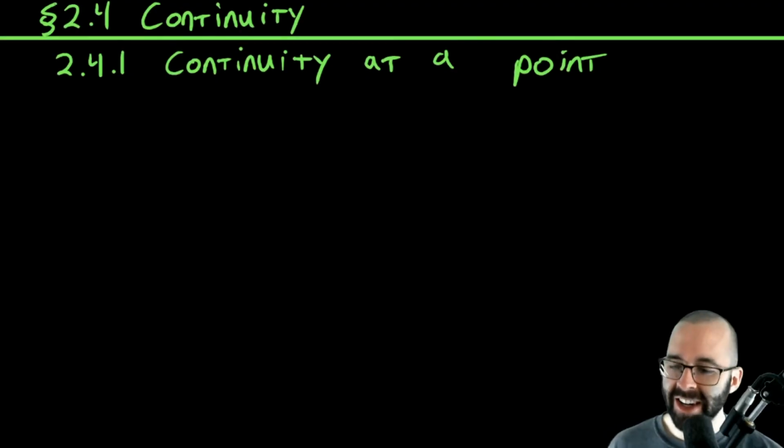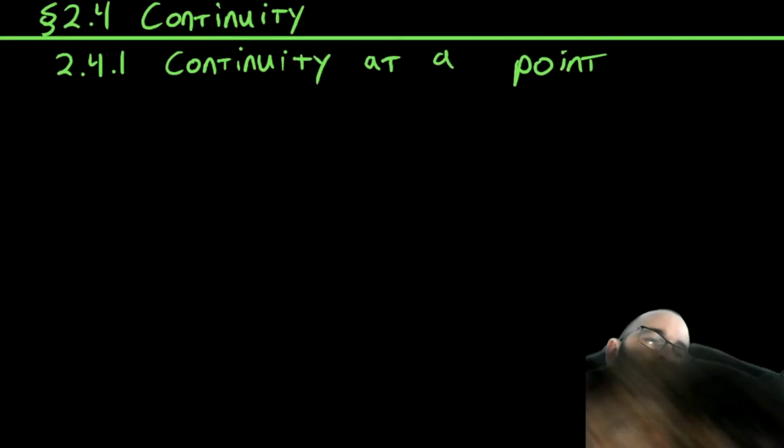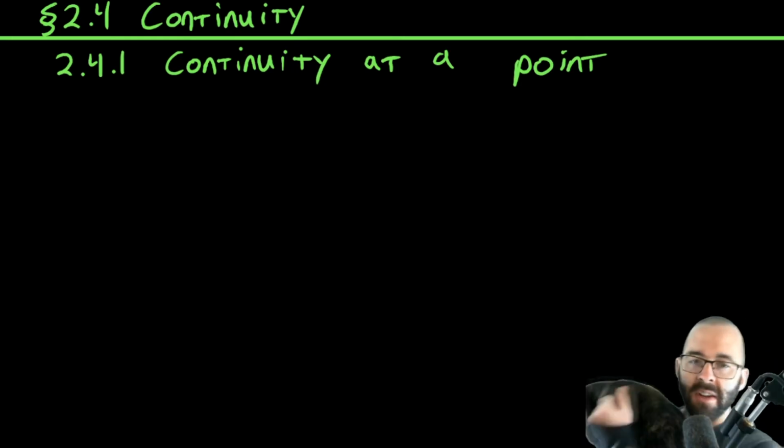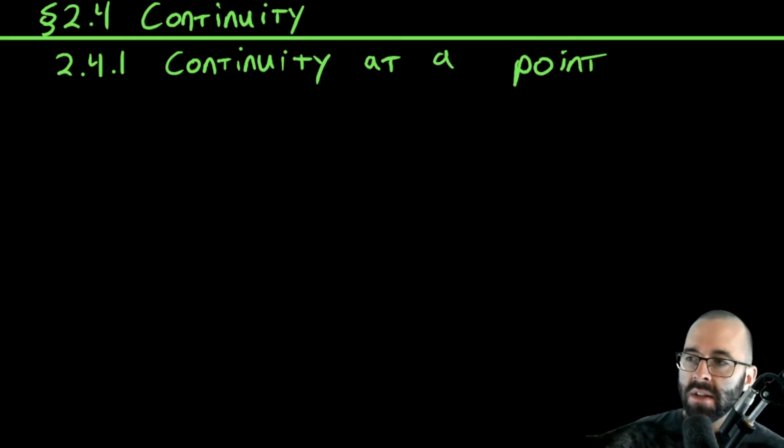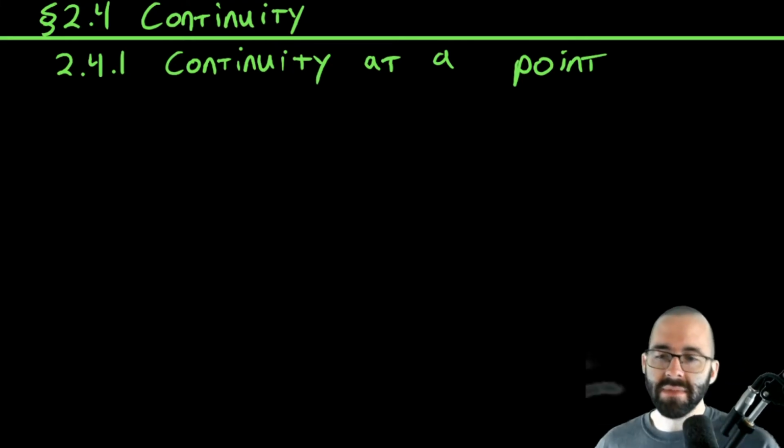So I want to talk about continuity, okay? We're going to talk about continuity first at a point, and then we'll extend it to some more other things. So continuity basically just means connected. If a function's continuous, then it basically just means connected. That's kind of like an intuitive description here.